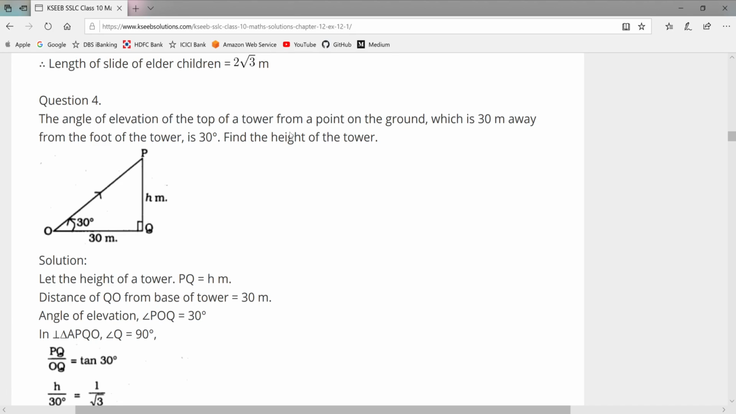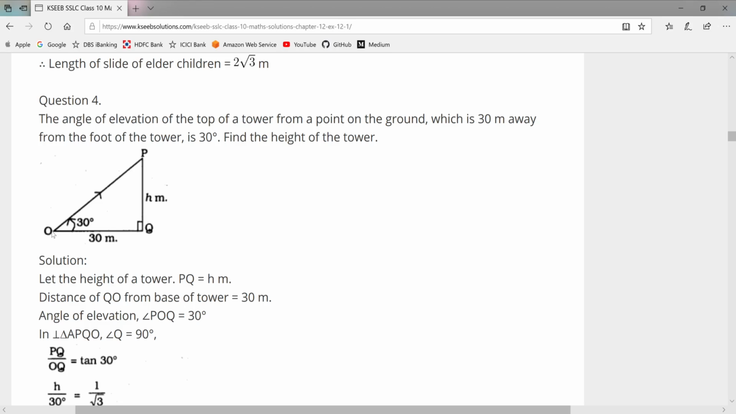The angle of elevation of the top of the tower from a point on the ground, which is 30 meter away from the foot of the tower, is 30 degree. Find the height of the tower. Here they have clearly mentioned the angle of elevation of the top of the tower from the point on the ground, that is, from point O to the top of the tower. Imagine that PQ is the tower. From this point O to the top of the tower, the angle of elevation.